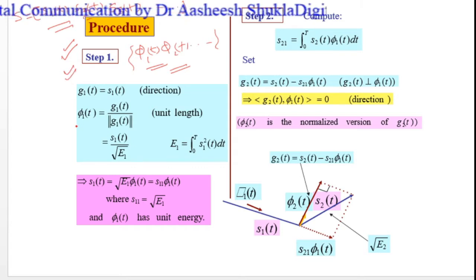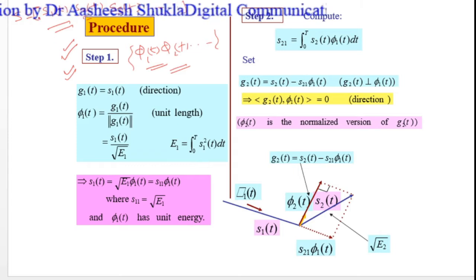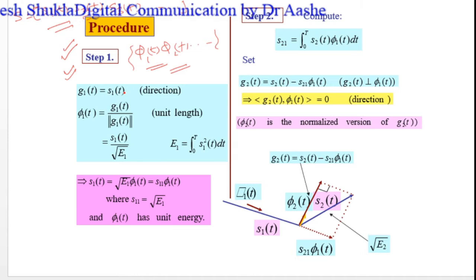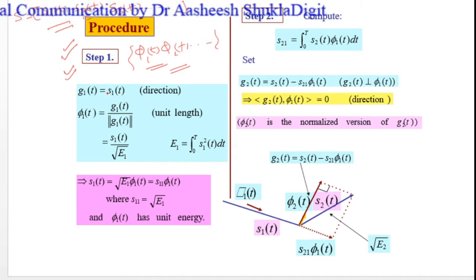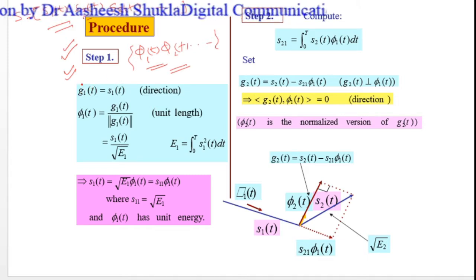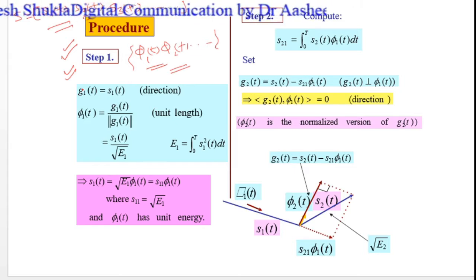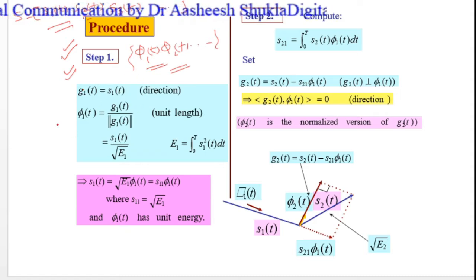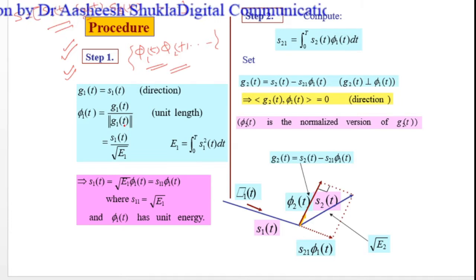In step 1 we have to find phi 1(t). What will be phi 1(t)? First you should take the first vector, this is called S1(t). So this is S1(t), and we are considering here G1(t) is equal to S1(t). Now, we do not have to worry about orthogonalization, but we have to normalize the energy, because the process is orthonormalization. So you have to make the vectors orthogonal as well as their energy should also be normalized. To normalize energy, we basically divide the vector by the length of the vector, or the norm of the vector, right?